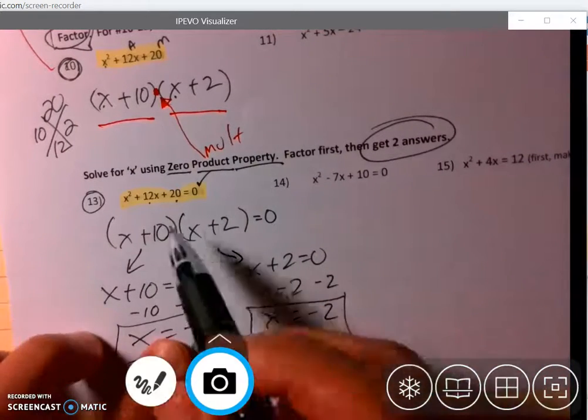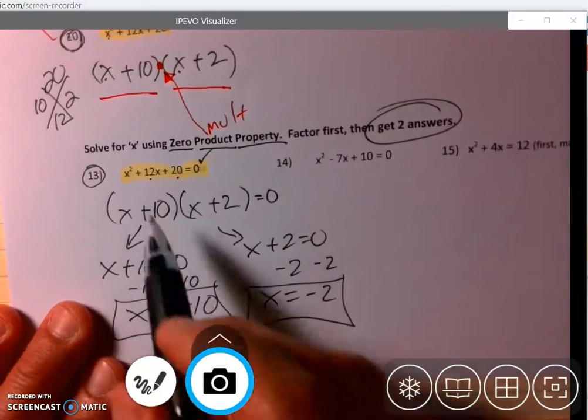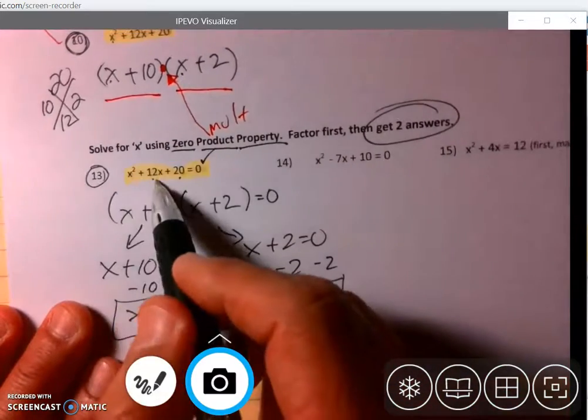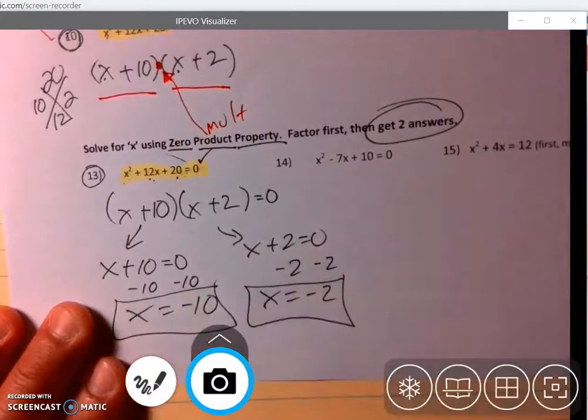If I plug them back into the original problem, like a negative 10 or a negative 2 here and here, do all the number crunching, you will get 0.